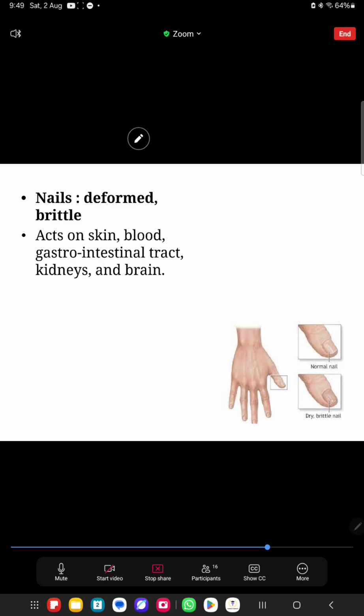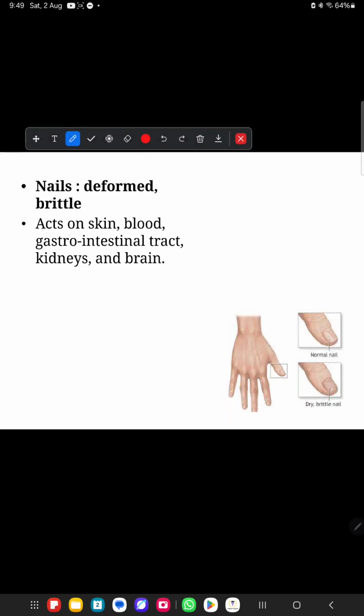Nails deformed and brittle. Suppose the nails are not growing properly, then we can think about this medicine. But if there is a disposition to paronychia, which medicine can we think? This is the normal nail and this is the dry nail. Which medicine? Dioscorea. Yes, very good, Amit, Dioscorea. In the bracket there is one more medicine. What medicine is it? Hepar sulph.